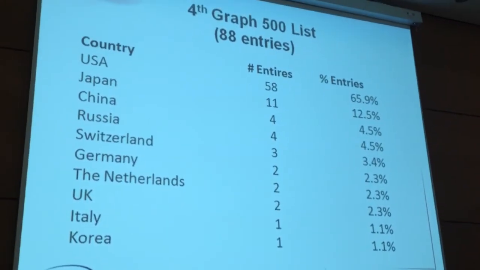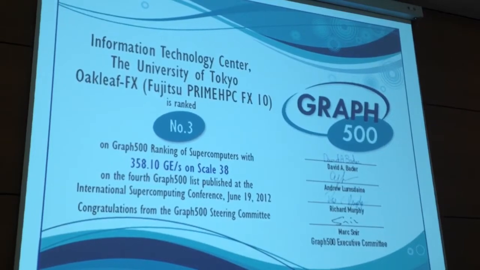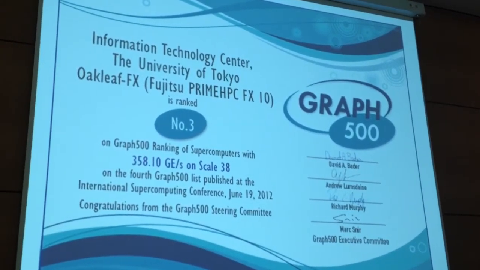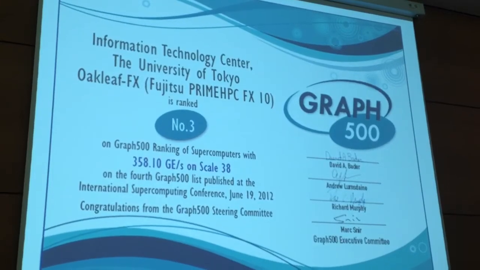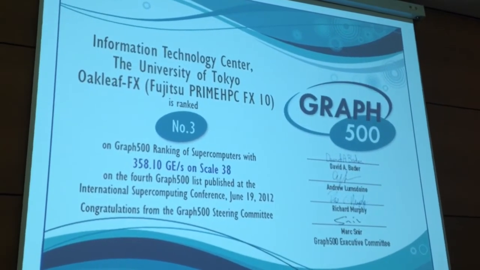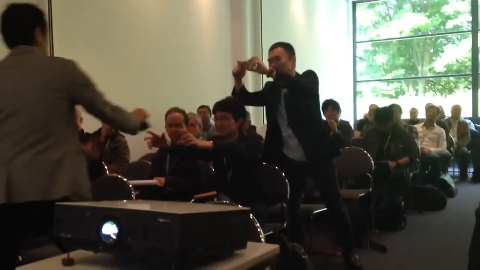Okay, now the top three. In third place, if we could invite anyone up from the University of Tokyo and Fujitsu team. I'll let Rich here hand out the certificates. This is the Oakleaf FX system. This is Fujitsu Prime HPC with FX10. And they were number 3. We'll wait for the photo op. And they scored 358 gigateps.